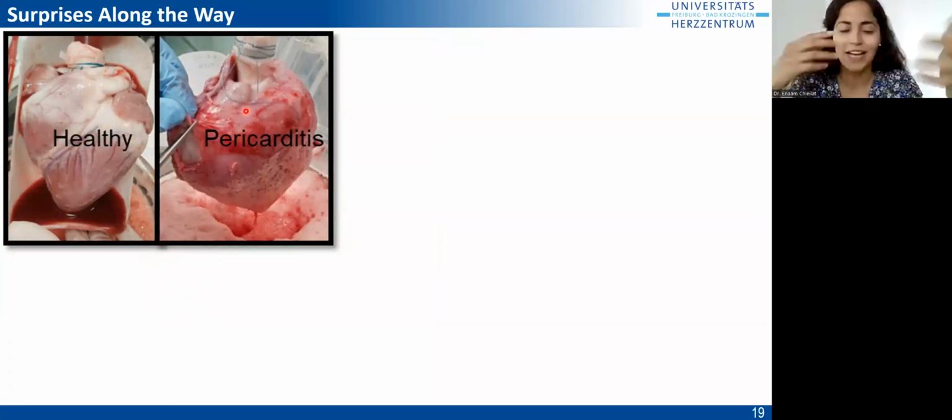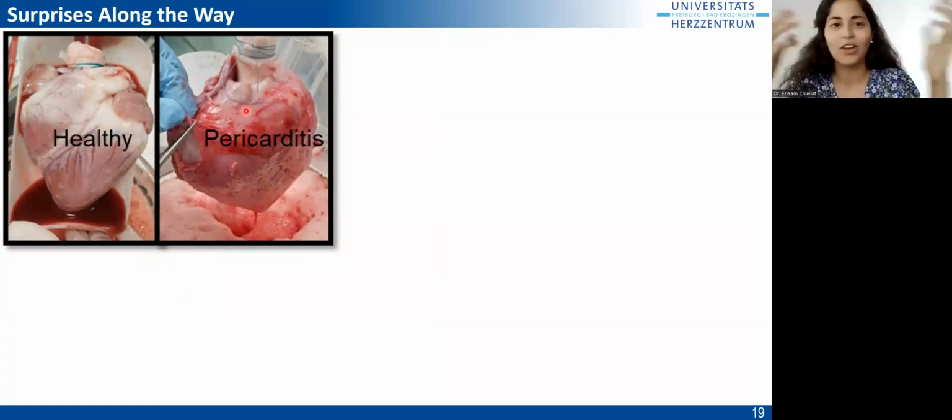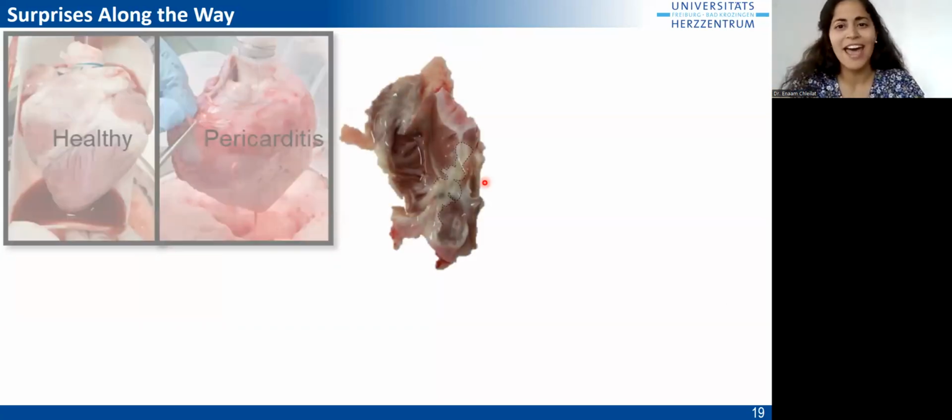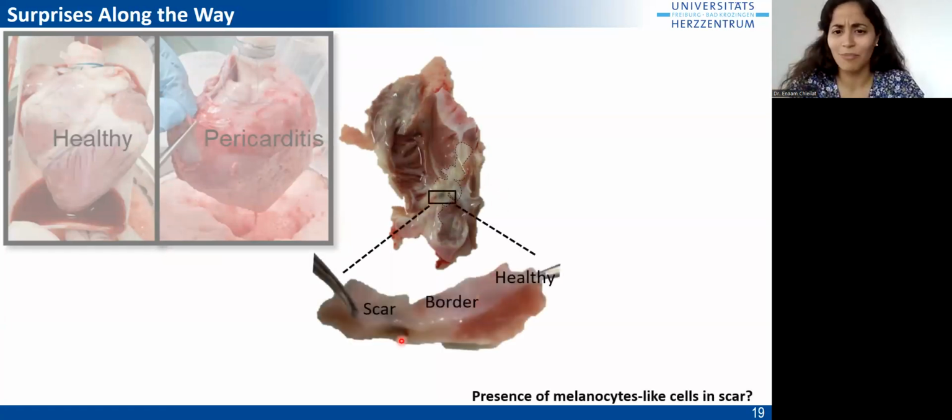When we look at our MRI data, electroanatomical data, echo, whatever, it's not obvious to us either. So it's likely underreported. And then another interesting preliminary thing that we've been seeing is just the presence of melanocytes in the scar, or melanocyte-like cells in the scar. So why should there be melanocytes in the heart, where the sun does not shine?